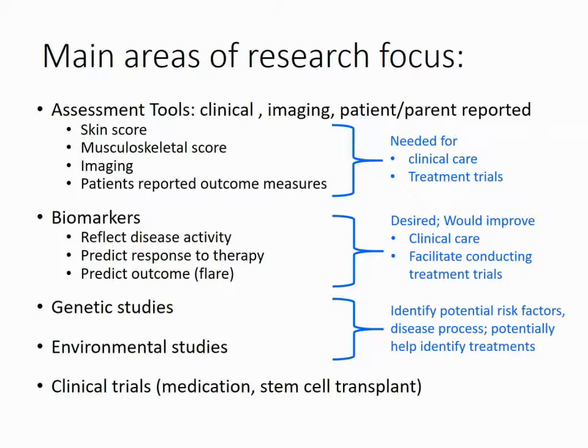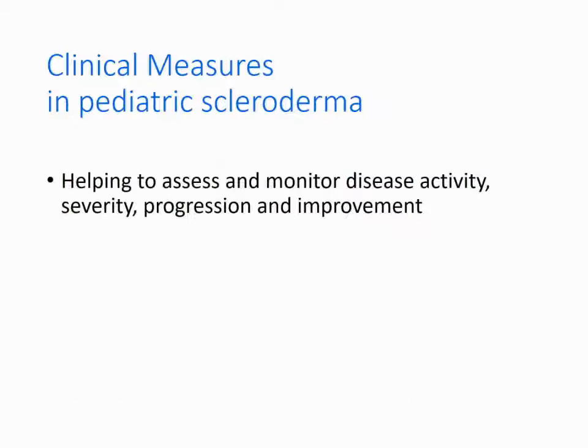Okay, so our main areas of research that we're going to talk about today are assessment tools, which are needed for clinical care, but also very importantly for treatment trials. Biomarkers, which are very desired and would greatly improve our ability to treat and manage patients, as well as facilitate conducting treatment trials, but this is a work in progress. Then genetic studies and environmental studies, which are to identify potential risk factors and disease processes, and so potentially to identify new targets for treatment, and then clinical trials.